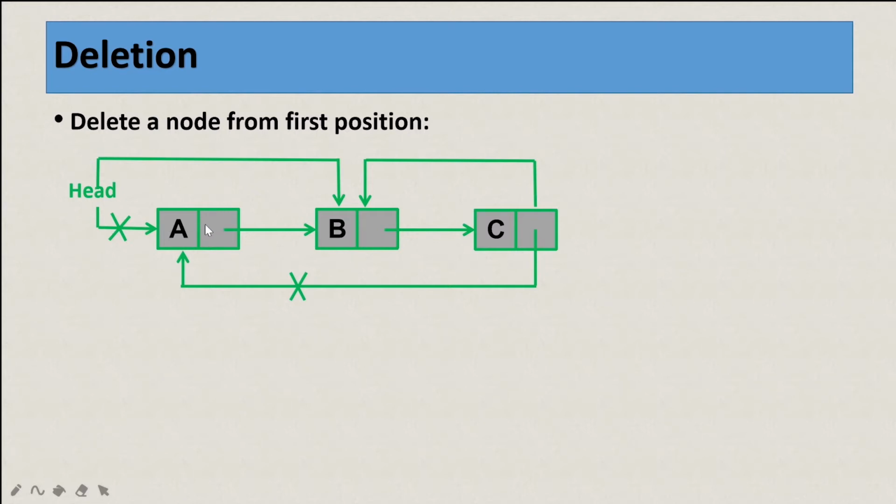To delete this node, what can we do? Now the head pointer is pointing to the first node, which is A. We have to change the direction of head, so for that we have to give the address of node B into head. Again, to maintain the circle, we have to give the address of node B into the next pointer of node C. Then this circle will be removed. So in this way we can delete a node from the first position.